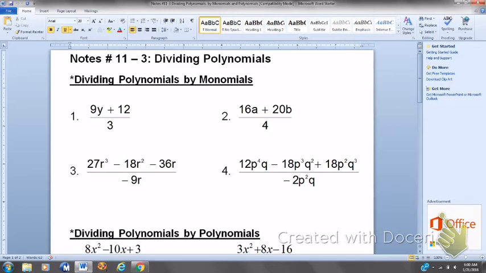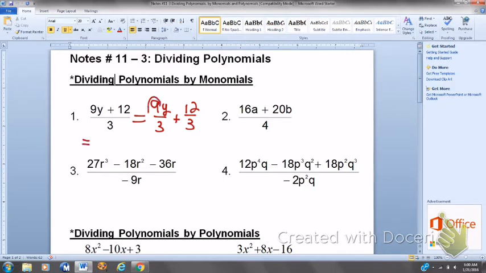First we're going to divide polynomials by just monomials. These are not so bad. Really what you need to do here is write these separately. This is really 2 division problems. You have 9y over 3 plus 12 over 3. So if we just solve those 2 problems, it will give us the answer.